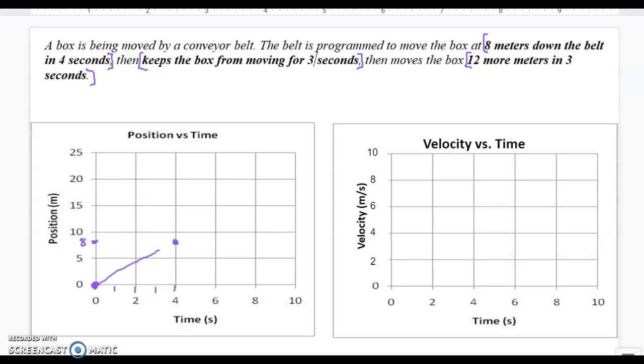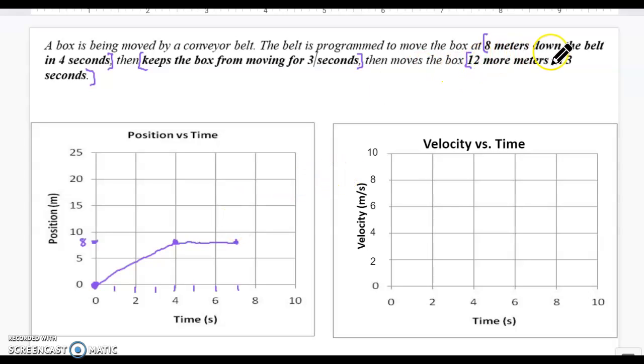And it is a straight line. So we assume constant speed, unless they tell us otherwise. And so a straight line connects them. Then it keeps the box from moving for 3 seconds. So it's really stopped for 3 seconds. It's not moving, it's not changing position. So on my time axis, from where I left off, it's 3 more seconds. 1, 2, 3. And now I'm at the 7-second mark. And my position is not changing. So it's in the same spot as it was before.